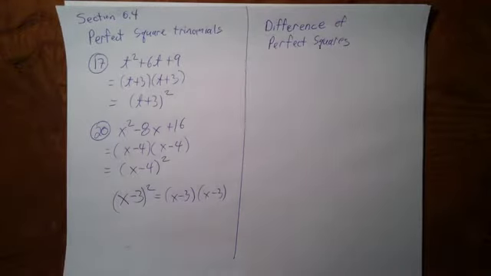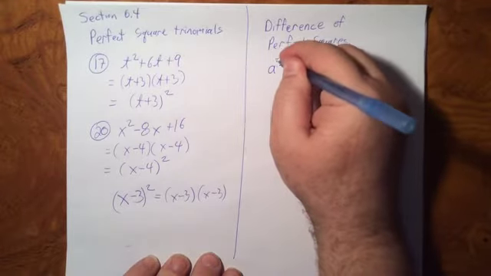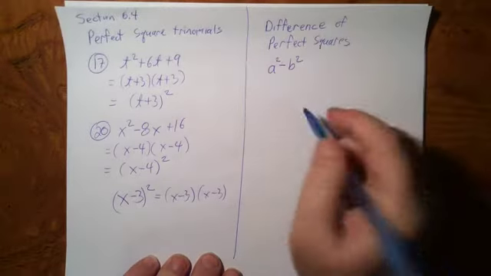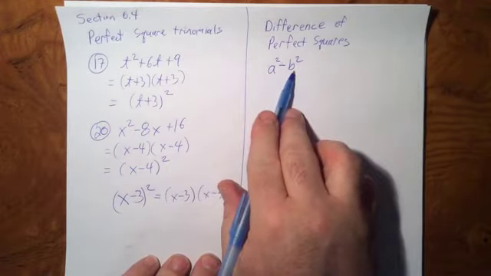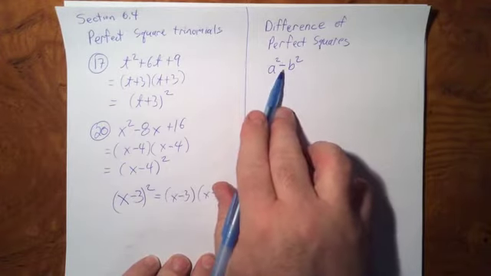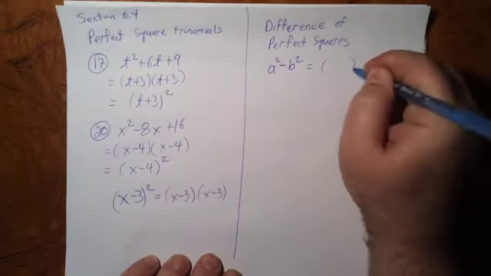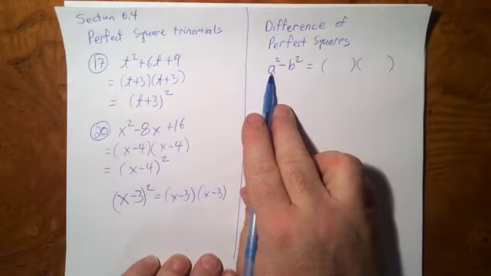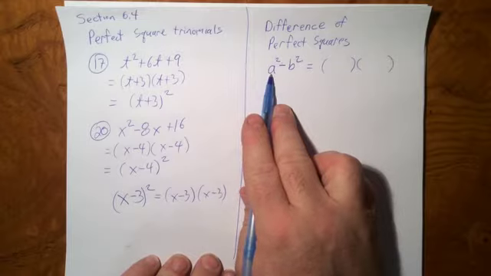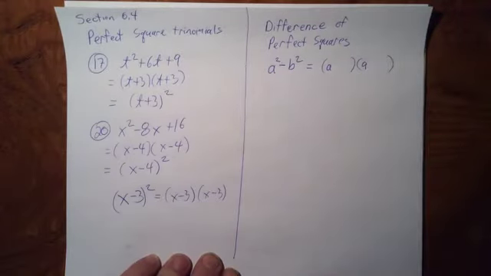By difference of perfect squares, we have this generic form, a squared minus b squared, where the first term will be a perfect square, the second term will be a perfect square, and we have to have the difference of them. If we have that, then we can write the factors as follows. First, we take a look at what the a squared term is and take its square root.